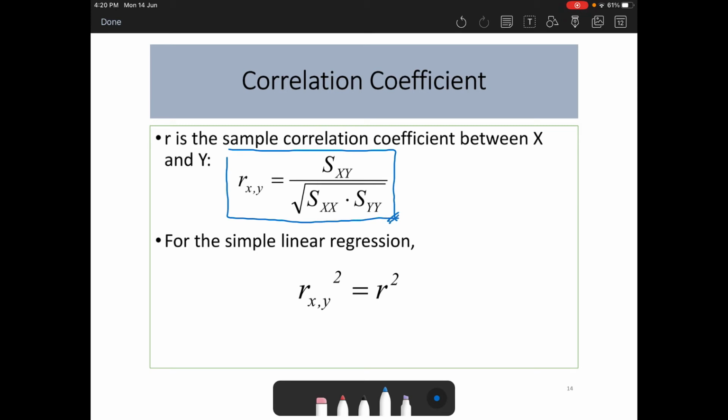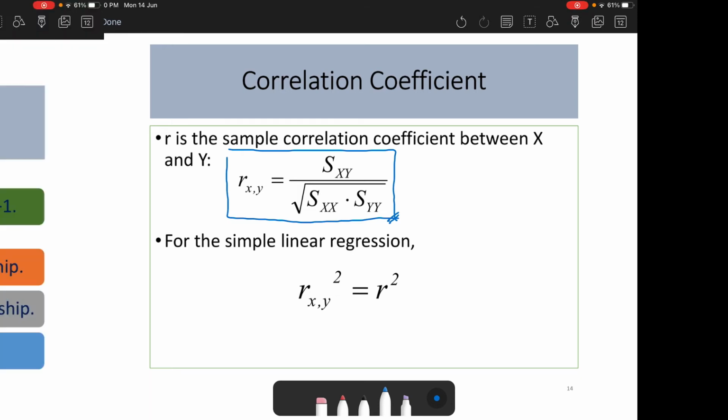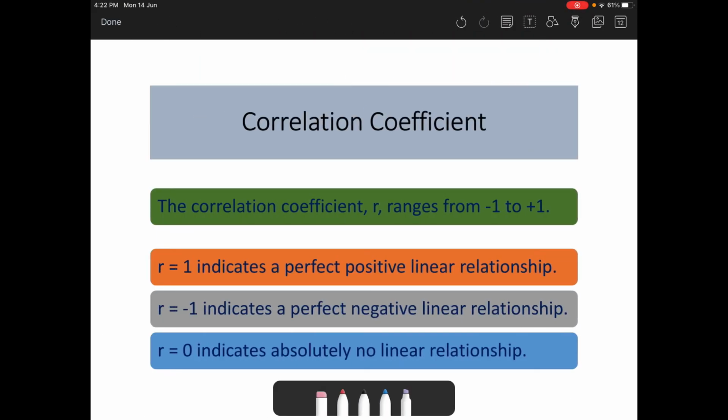For simple linear regression, R squared is sometimes described as representing the amount of variability explained or accounted for by a regression model. For example, if after a particular calculation it was found that R squared equals 0.884, we could say that the model accounts for about 88% of the variability found in the data. The correlation coefficient R ranges from -1 to 1.